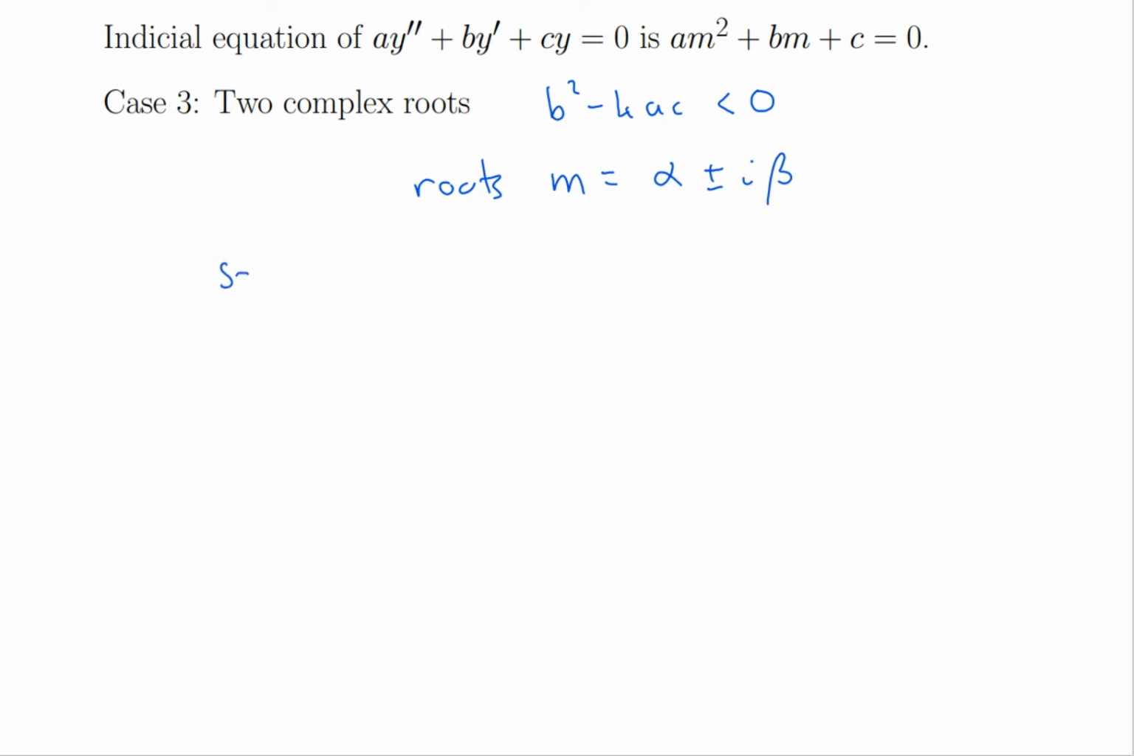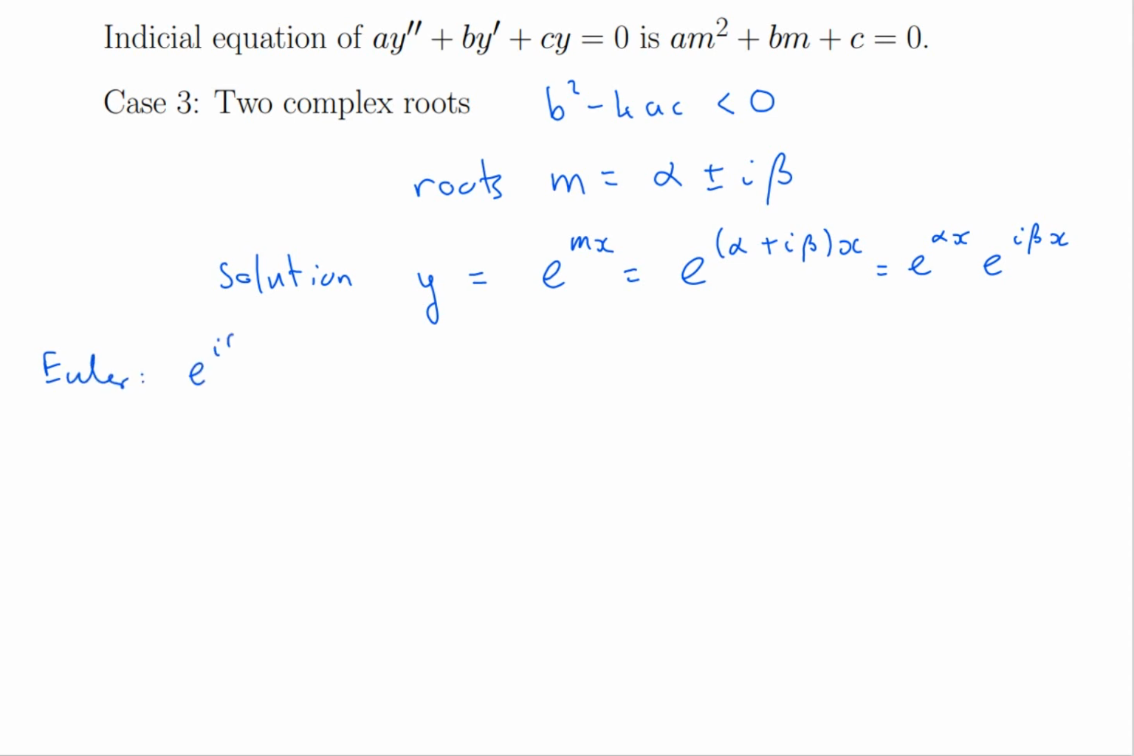So we get a solution. y equals e to the mx. That is e to the, let's just do one of them. That is e to the alpha x, e to the i beta x. Now this looks familiar. Do you remember Euler's magic formula? e to the i theta is cos theta plus i sine theta. That's how you turn complex exponentials back into real and imaginary form. So that means my solution now looks like e to the alpha x times cos beta x plus i sine beta x.